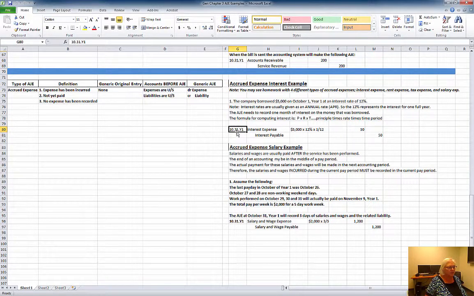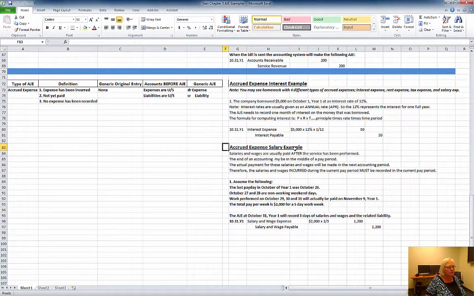So on the last day of the month, we want to record interest expense with a debit, and we want to record our liability because we haven't paid it yet with a credit to interest payable. So this type of adjusting entry will work anytime you are accruing interest, rent, or taxes, or salaries, okay? The salaries can present another little problem. So I want to do an example for that one too.